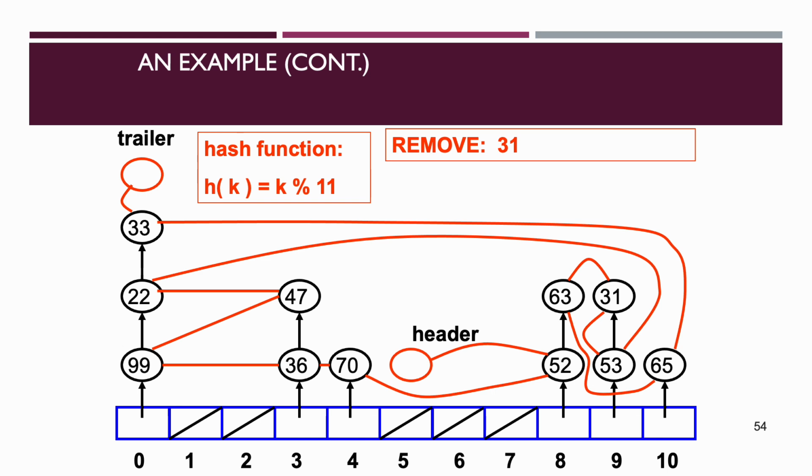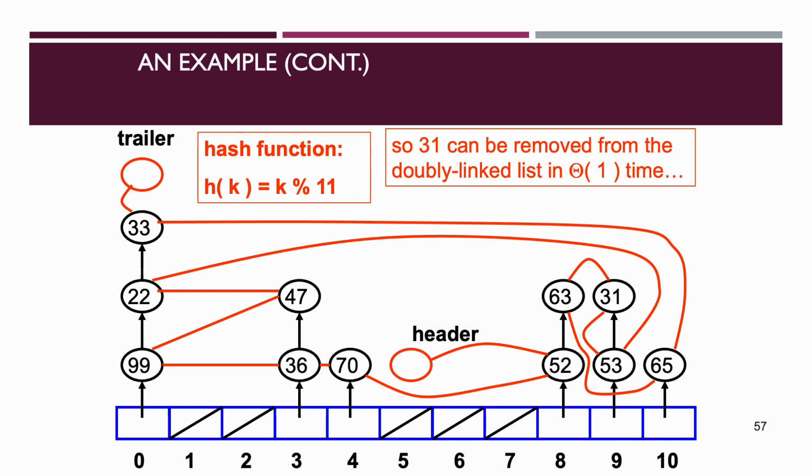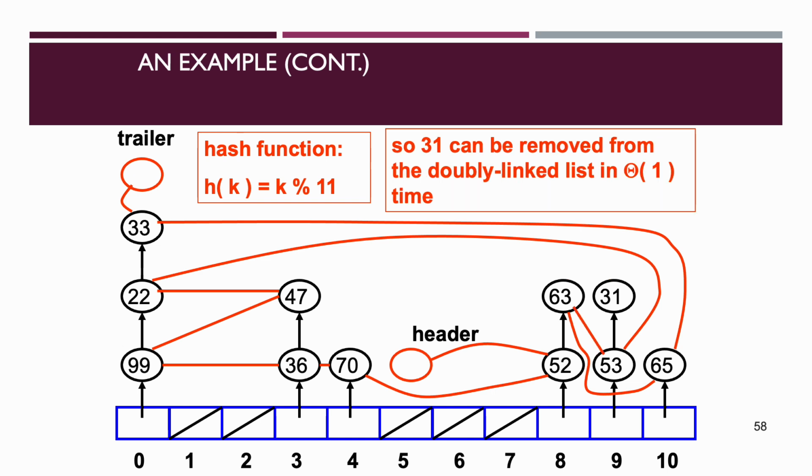And now let's say we want to remove 31. 31 is at index 9. The hash function gives us index 9, so that's where we will find 31. Node 53 contains the pointer to it, so node 53 is pointing to 31. Here 31 can be removed from the doubly linked list in theta 1 time. So 31 is also removed from the collision list using linked list remove.